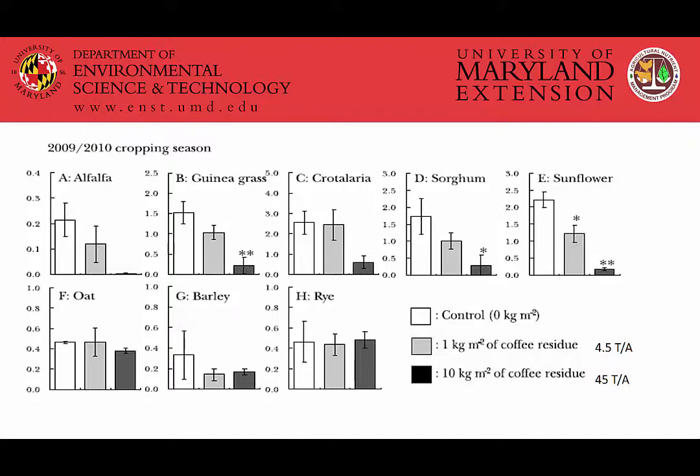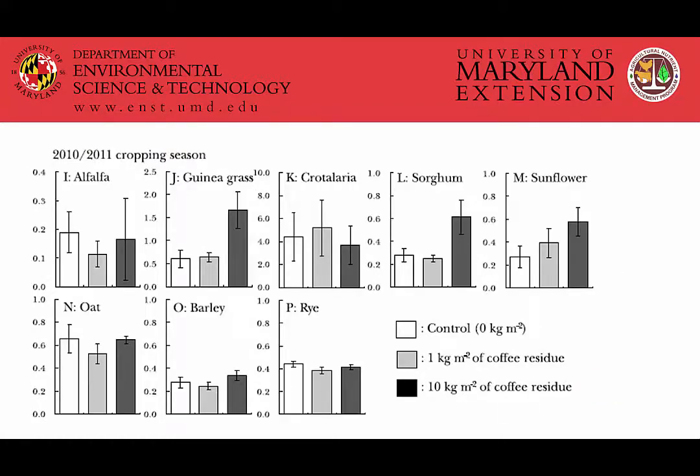Then they carried it into the next year, okay? So they put the coffee grounds on here. This is the first year. Now we'll look at the second year. Look at this. Now even that high rate is causing growth similar to the control. Guinea grass is going crazy. Crotalaria, sorghum better, sunflower better. So the second year around, even these high rates are now supplying nutrients so that these crops can grow better. And again, the second fall, not too much difference between the 3 rates in any of these, okay?